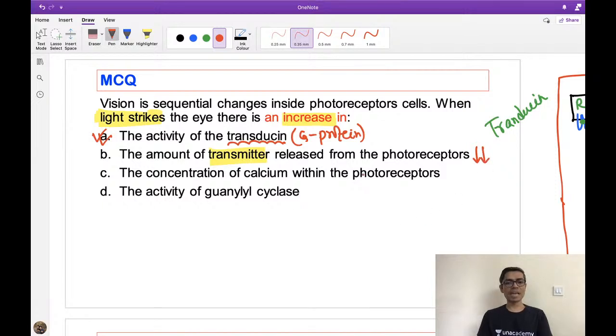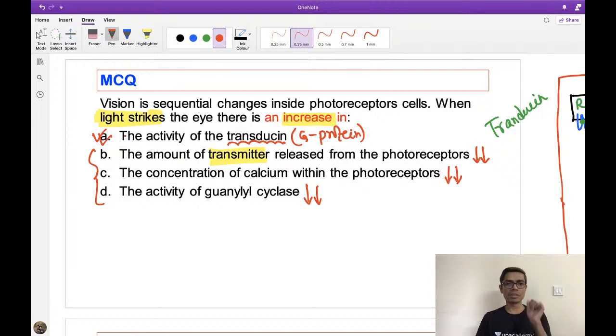The concentration of calcium within the photoreceptor cell, because the channel is closed, calcium concentration and sodium concentration both will be decreasing inside the cell, and because of this decrement there will be hyperpolarization. The activity of the guanylate cyclase will also be decreased because guanylate cyclase activity is high in presence of dark, not in presence of light. So that's why these three are not the answer. The A is the answer in this question.